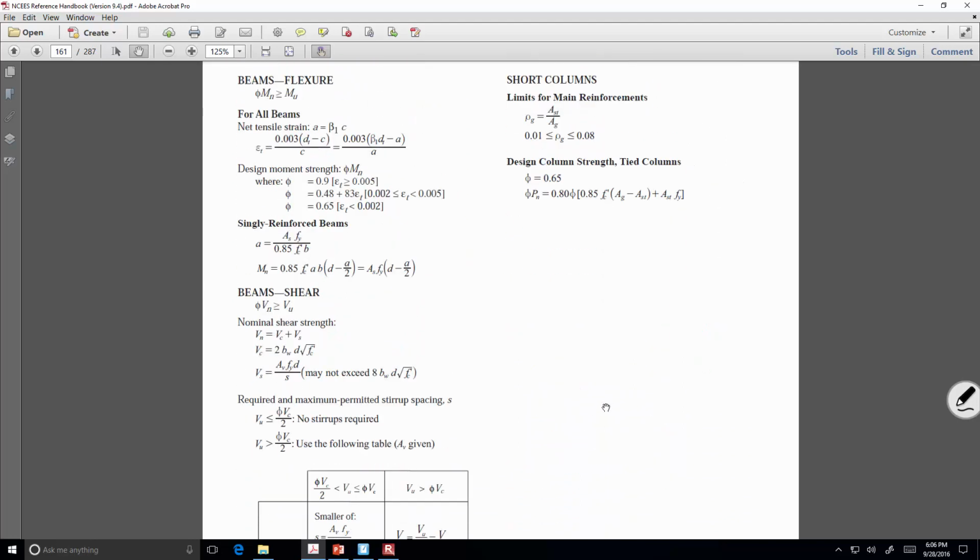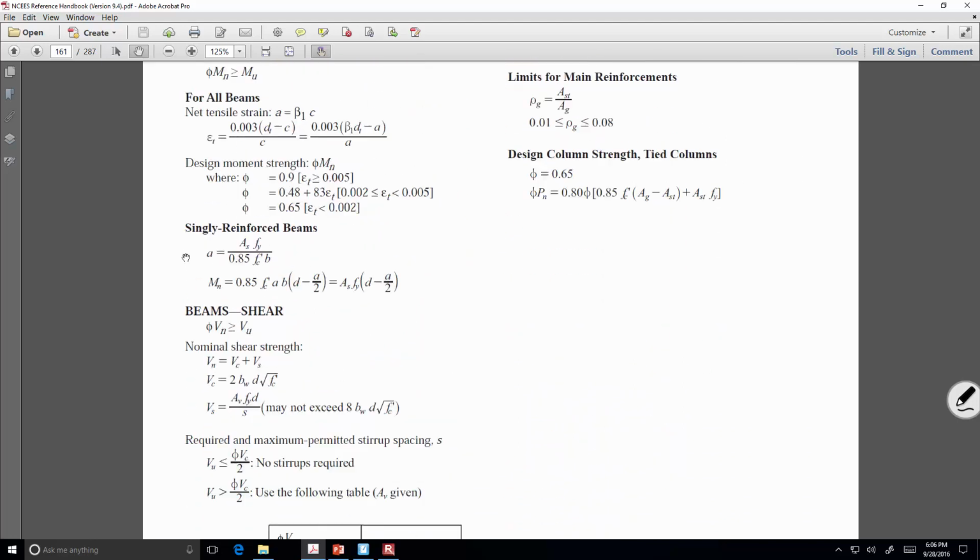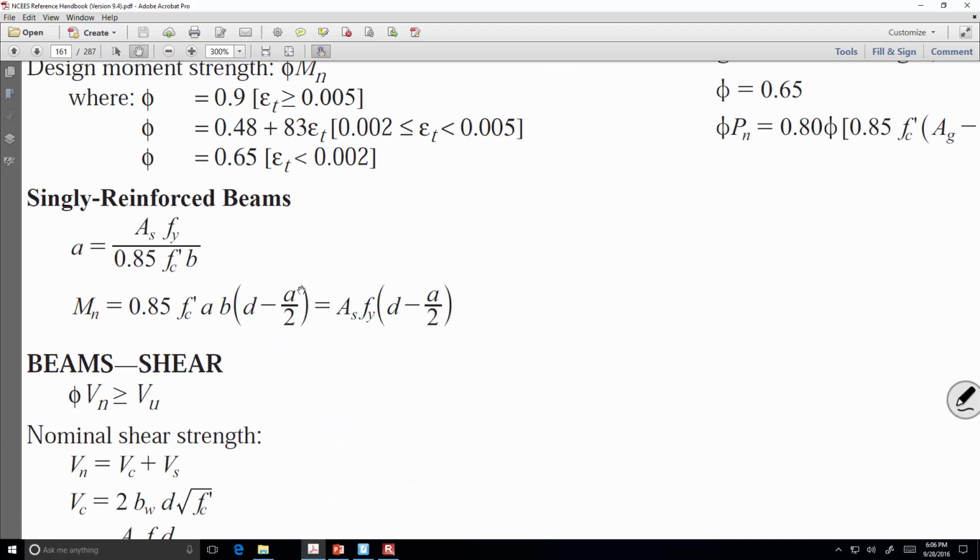Let's see. For beams, remember your fundamental equation for nominal moment capacity. Remember, your nominal moment is A_s f_y (d minus a over 2). Remember, you can calculate it this way as well, but I'm lazy. I'd rather multiply less stuff than more stuff.